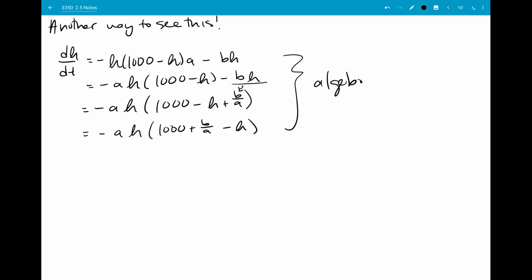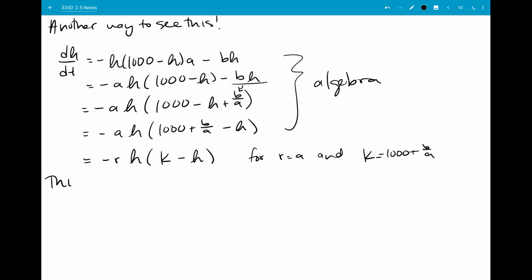All of this up to this point has been algebra. But it turned it into minus r times h times k minus h. Oh, that's actually not a fraction. Where r is a and k is 1,000 plus b over a. So this is a logistic equation that we worked with way early on in class.